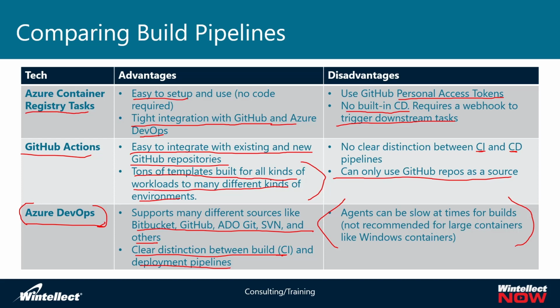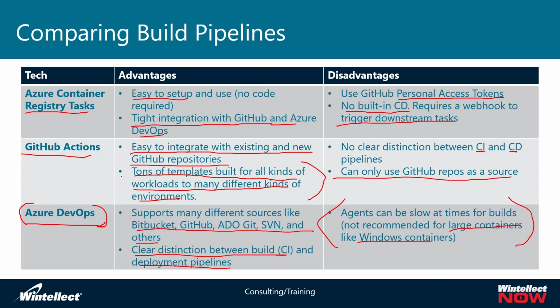And so they're not really good for large builds. You don't want to use them for things like Windows containers. Although you can build Windows containers on DevOps, it's not a recommendation. I wouldn't use it for that. I would probably use a hosted agent or use one of these others, like GitHub Actions or a container registry build for that similar task.